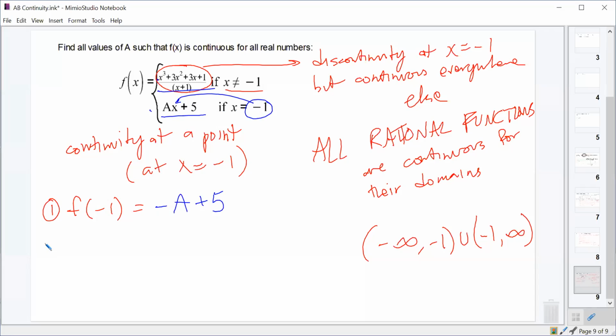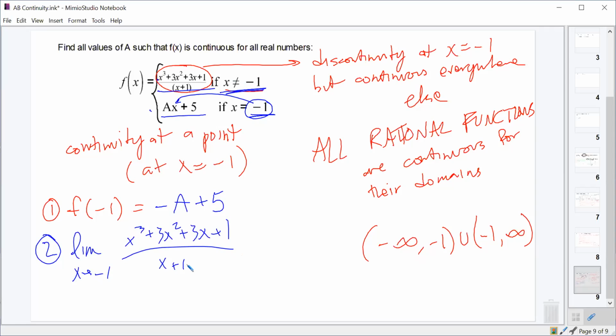Okay. Now the second part of this said the limit needed to exist. So the limit as x approaches -1 of f of x. Well, if I'm looking for the limit as we approach -1, do I use the value at -1, or do I use what's happening as we get close to -1? As you get close. Right, so we have to take x cubed plus 3x squared plus 3x plus 1 over x plus 1, which unfortunately, when you plug in -1, is 0 over 0. It's indeterminate. So how do we deal with an indeterminate limit?